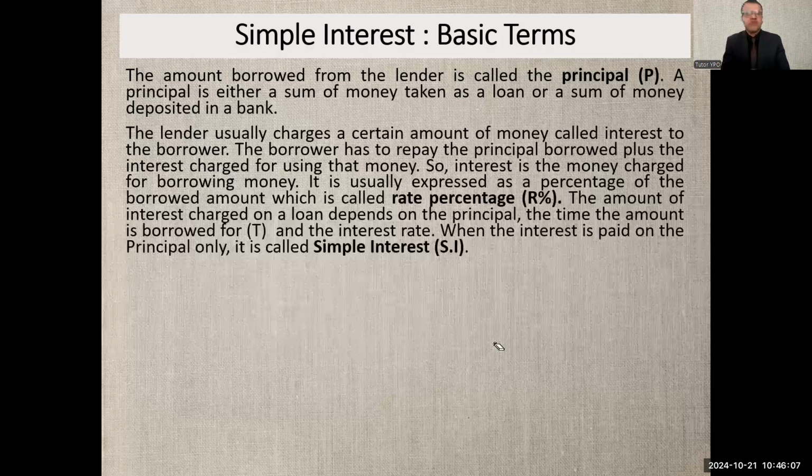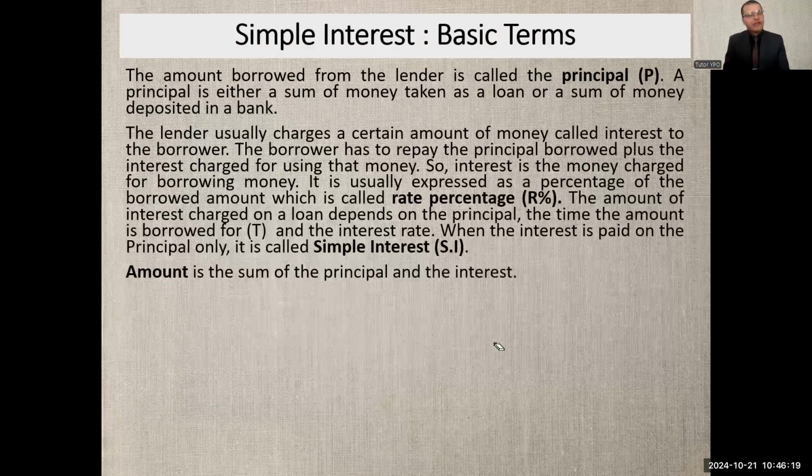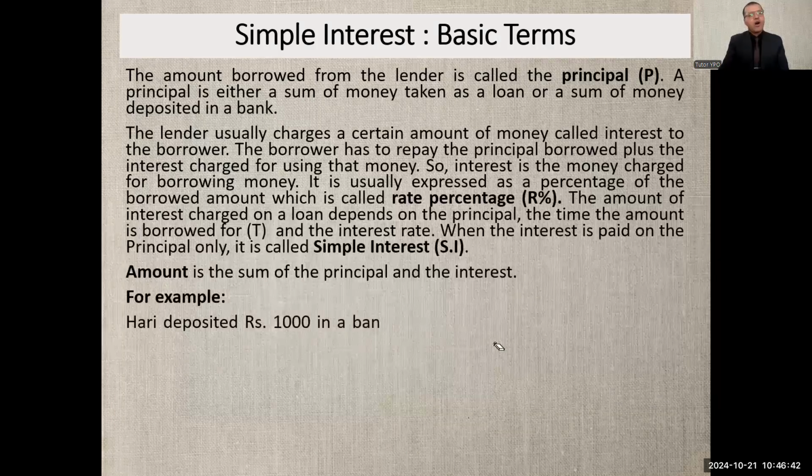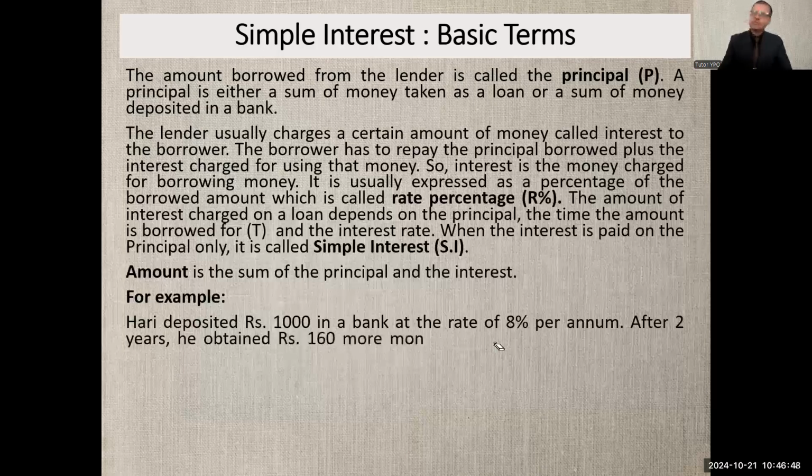When the interest is paid on the principal only, it is called simple interest or SI. Amount is the sum of the principal and the interest. When we add the originally borrowed sum of money and the interest earned, we get amount. So amount equals principal plus interest.